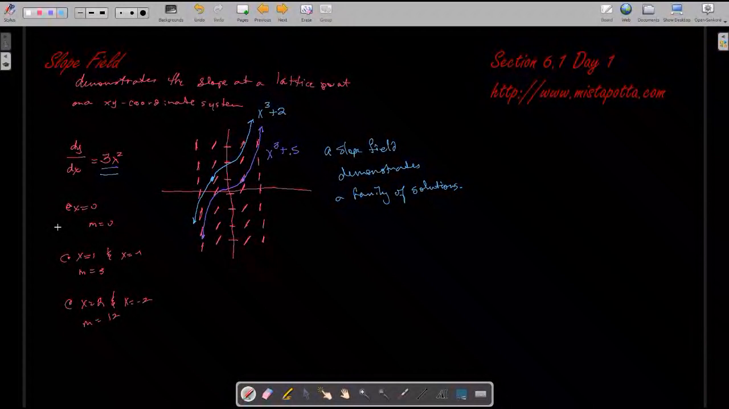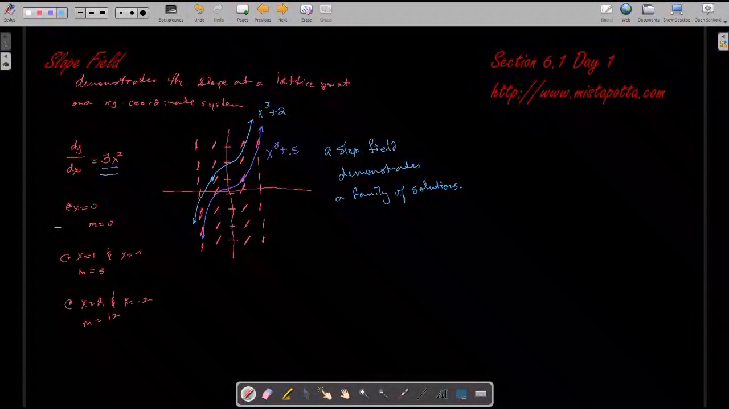So a slope field really helps us in two ways. One, it helps us to demonstrate the slope at any particular x and y coordinate. But more important than that, it helps us to find a graphical solution to a differential equation.